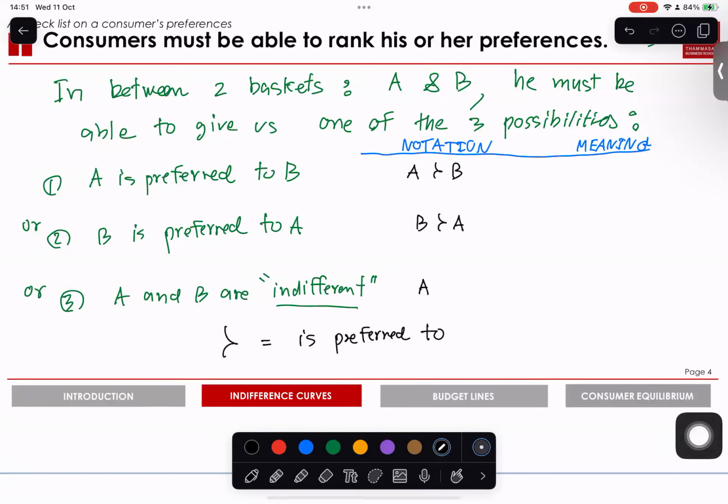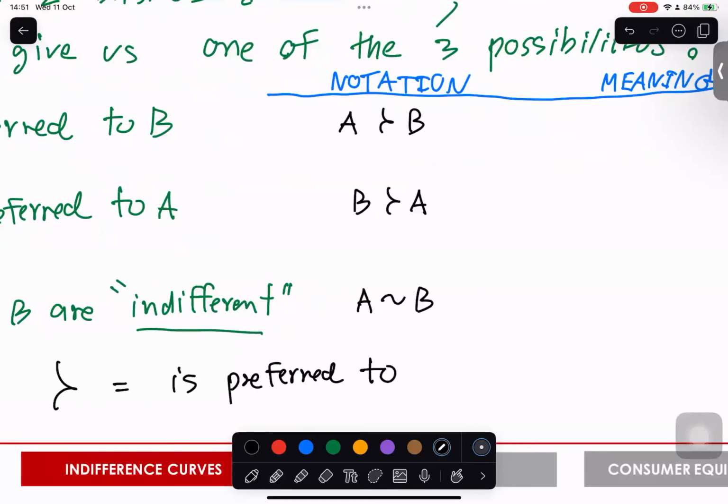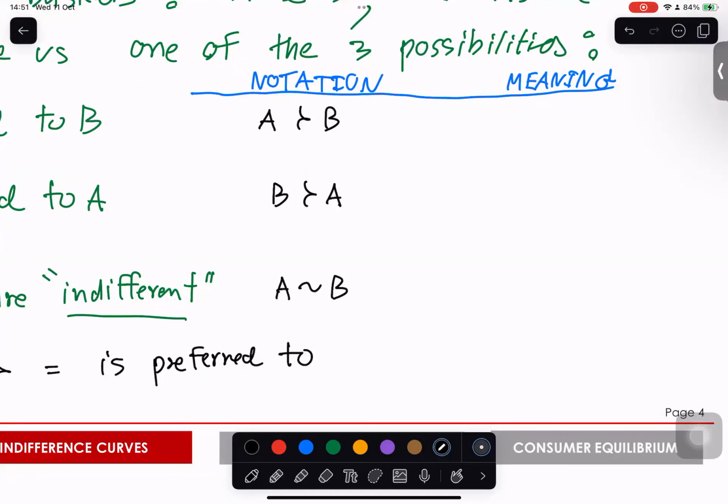Third, A and B are indifferent. It's the tilde on your keyboard, left-hand side corner, top left. Yeah, I saw it. Tilde. A and B are indifferent. That's a notation that is equivalent to this statement. Okay, meaning someone is going to feel like this.